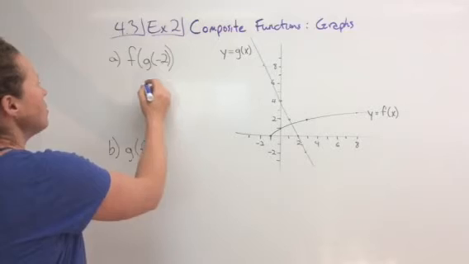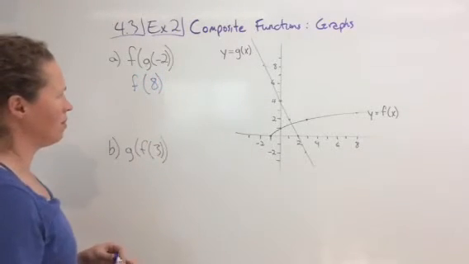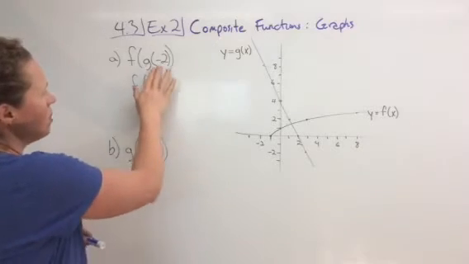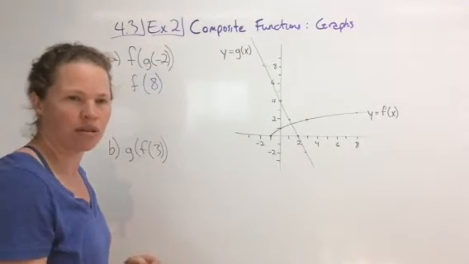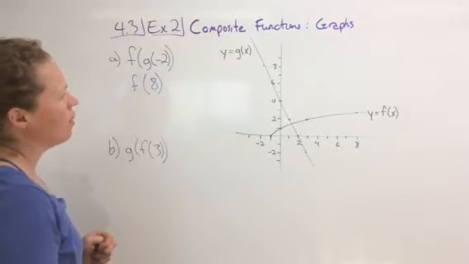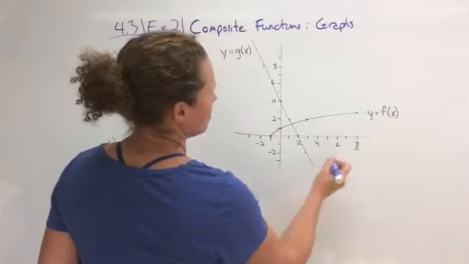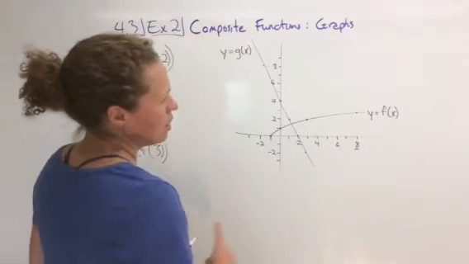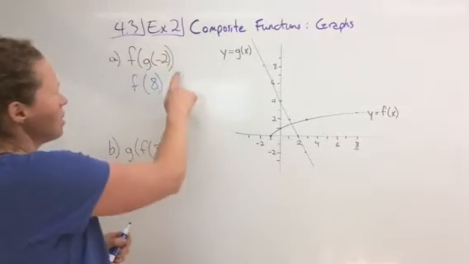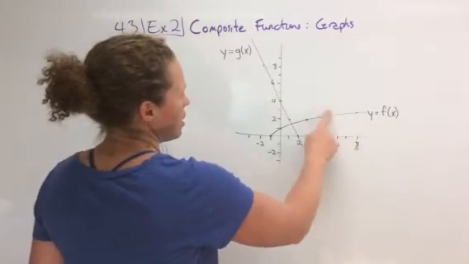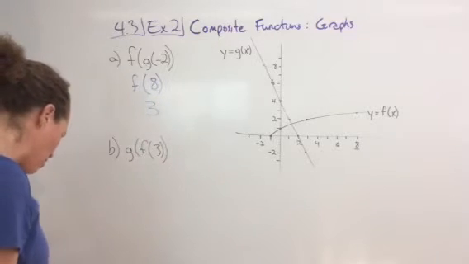So what I'm going to do then is go f of 8, because 8 was my g of negative 2. So you're solving it in steps, just like you would a BEDMAS. Then we go across to 8 here, and we look up to the value that's on f of x, because f of x is our next thing. So it looks like it's 3. So the answer here would be 3.